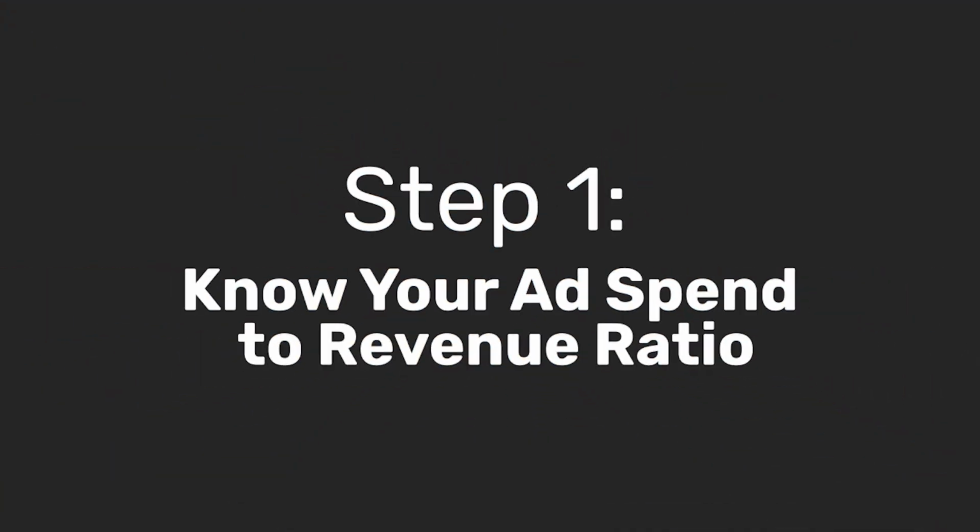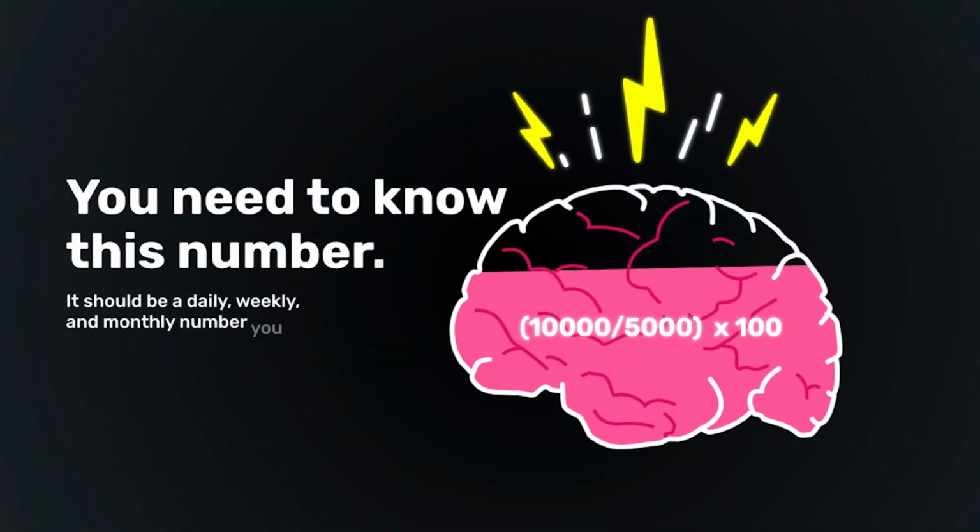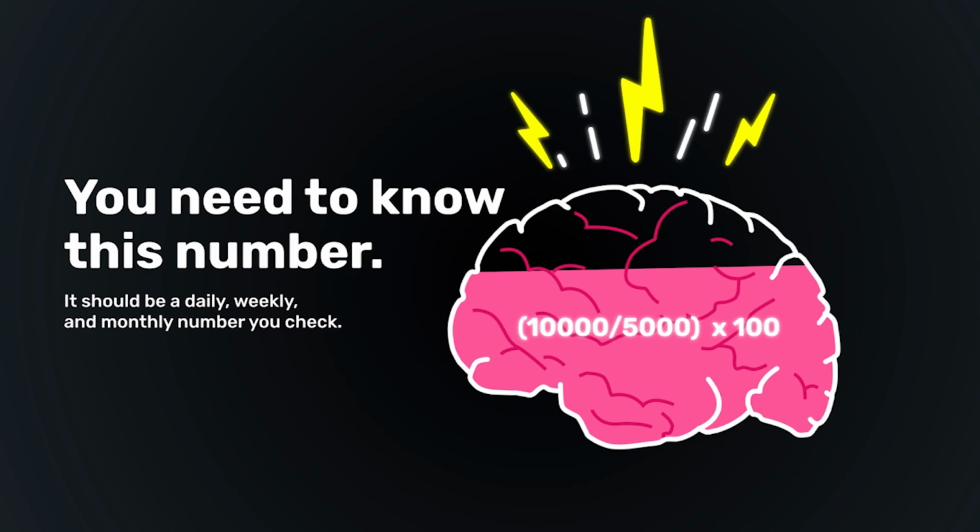So the first step is to know your ad spend to revenue ratio. Let's start with the basics. How much are you spending on advertising? And what is the revenue you are receiving? This is your ad spend to revenue ratio. You can track this with free tools like Google Analytics and Google Sheets. You need to know this number in order to understand your ad spend to revenue ratio. It should be a daily, weekly, and a monthly number that you actually check.